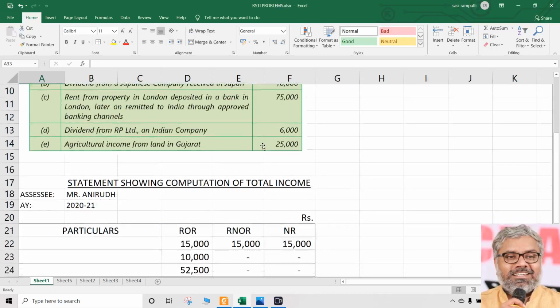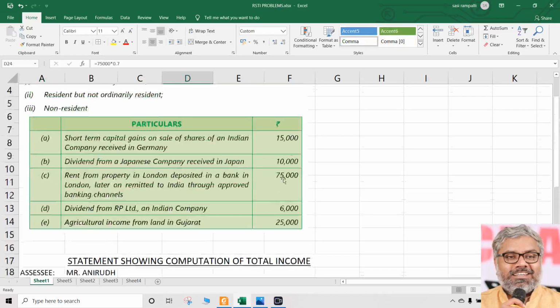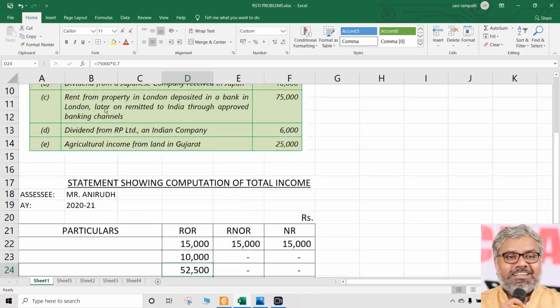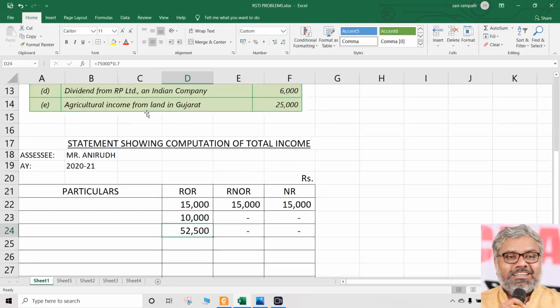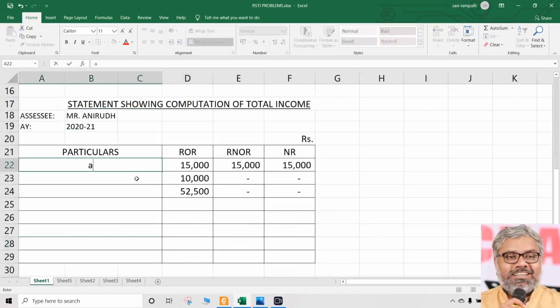So according to Income Tax Act section 24A, since there is a standard deduction of 30% available on the rent collected, we give that, and the remaining amount of 52,500 only becomes taxable. That too only for ROR. For RNOR and NR it is not taxable, since it is neither received in India nor accrued in India. That's it. That is point number C. So I'm just writing this A, this is B, this is C. Then we have point D.